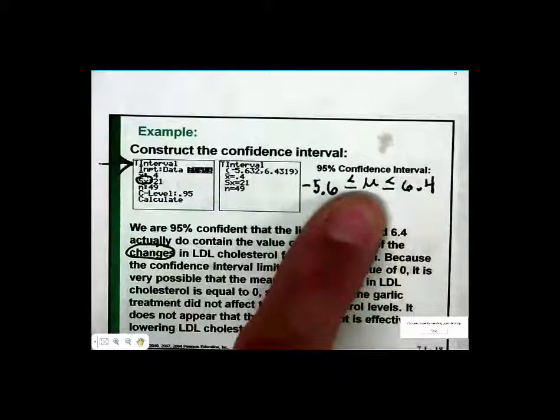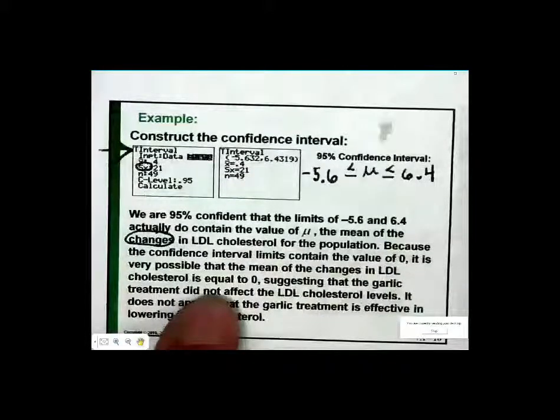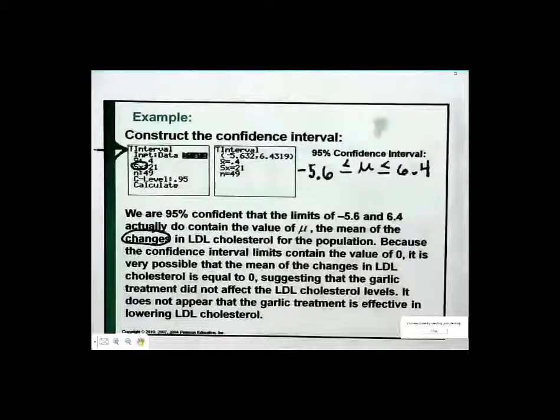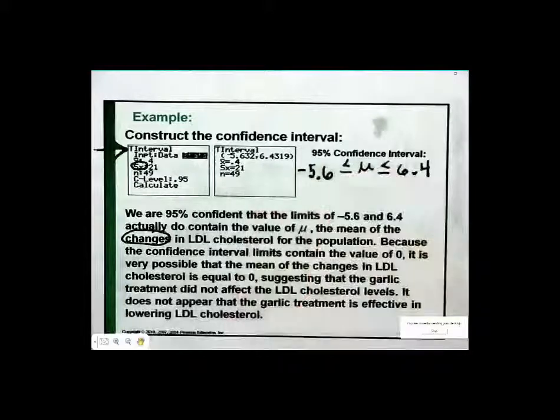So it's very possible that the mean change of LDL cholesterol is 0, which would suggest that the garlic treatment didn't affect the cholesterol level at all. As a matter of fact, for some people it raised it, for some people it lowered it, and for a lot of people in the middle it had no effect. If I were a MythBuster, I would say this myth is busted. So stop eating garlic.